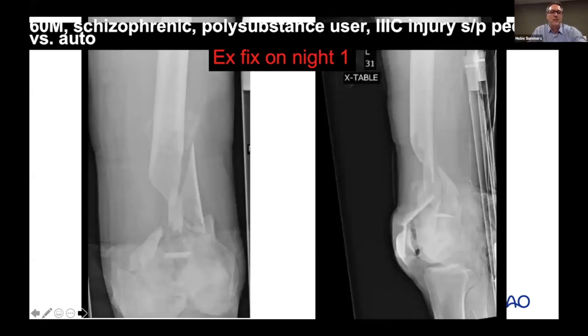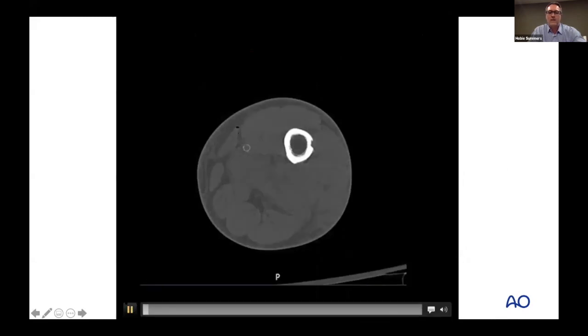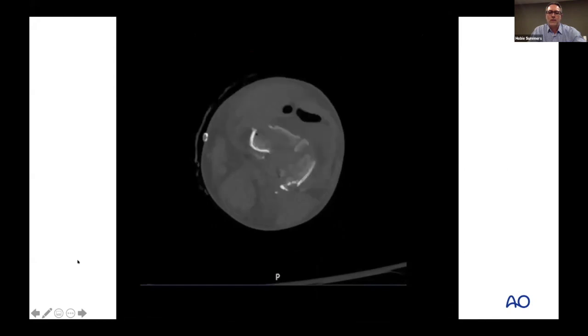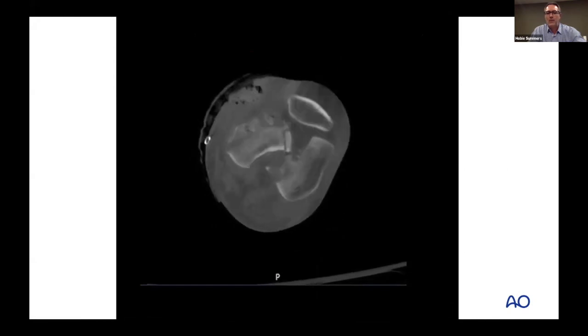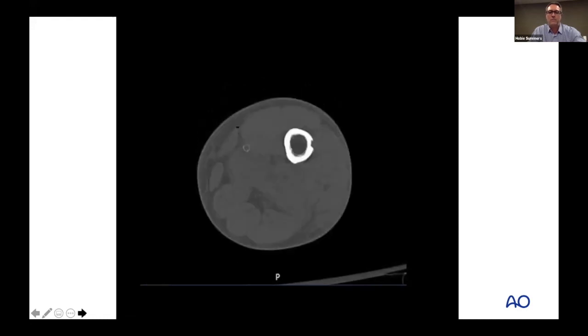So you have this 60-year-old male schizophrenic polysubstance abuser that has this 3C open injury after being struck by a car. CT goes through and kind of shows this metadiaphyseal comminution with perhaps a little bit more of a complicated joint injury.